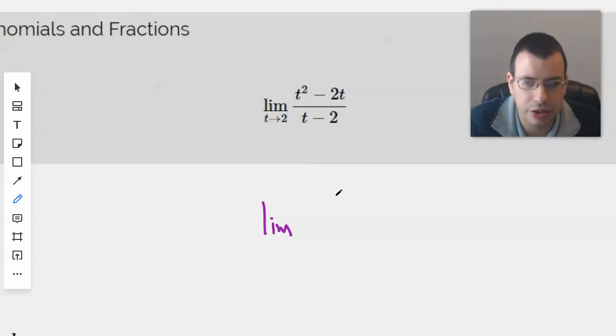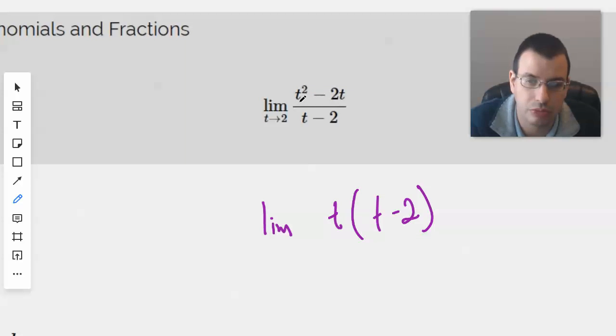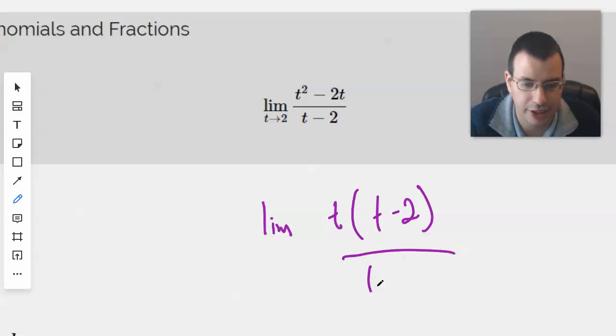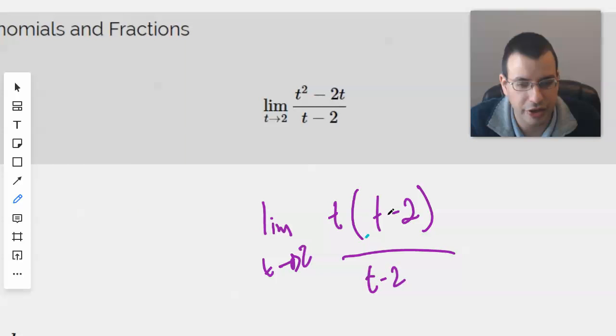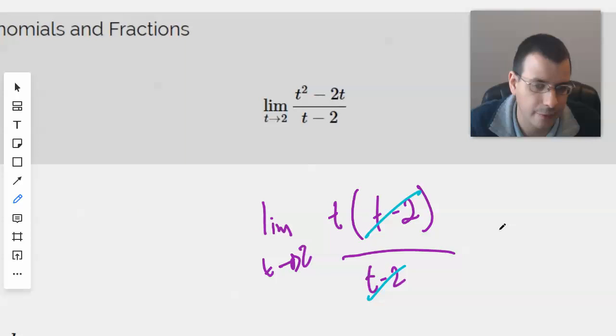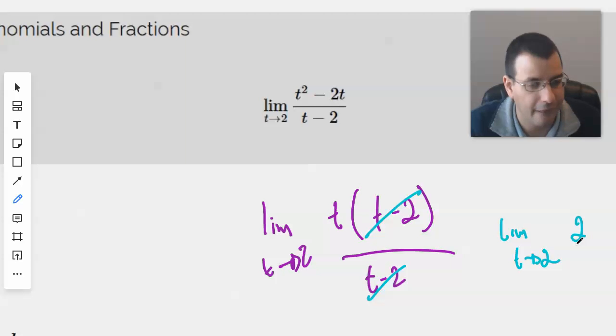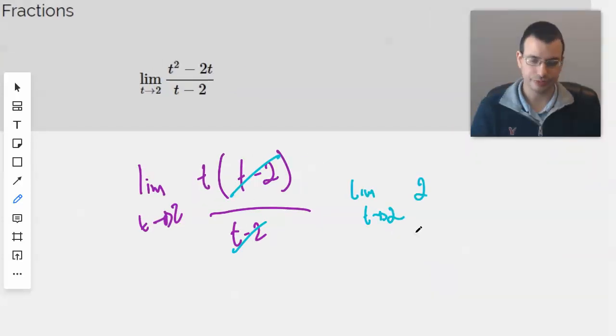Limit. So we can factor out a t here: t times t minus 2, all over t minus 2. And this still approaches 2. Add another color for contrast. Cancel, cancel. The limit as t approaches 2 of t, which is 2. Interesting.